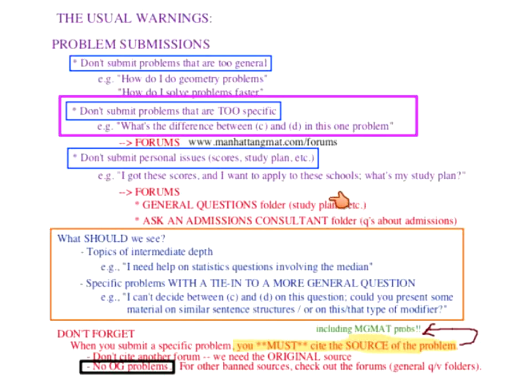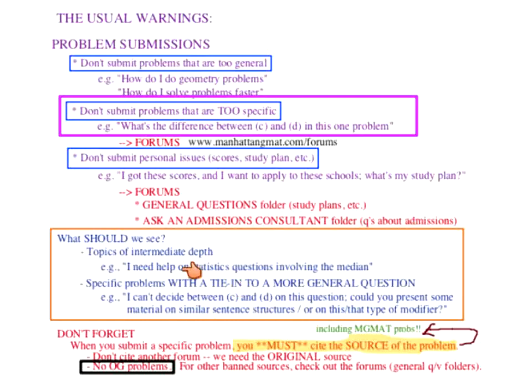And if it's a question about admissions, remember that we, at the end of the day, are not an admissions company. We're a GMAT company. So we don't really specialize in admissions, but we do team up with a company that does. That company is called MBA Admission. And they run this Ask an Admissions Consultant folder in our forum. So if you got questions, this is personal questions, this is where they go.